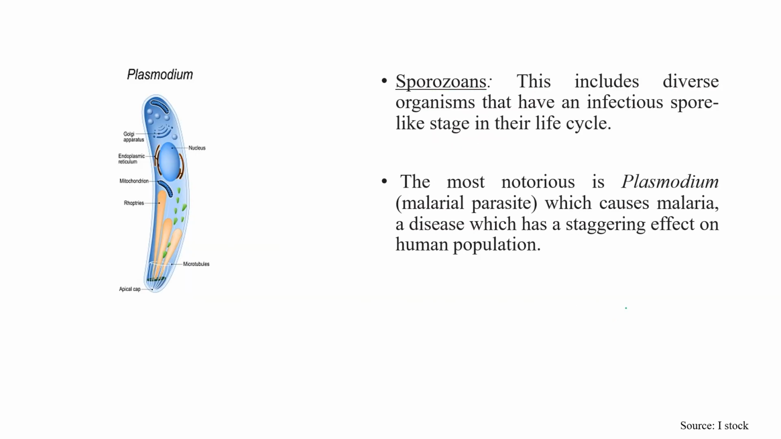Okay. Next is sporozoans. This is an example of sporozoan, Plasmodium. Different types of Plasmodium are there: Plasmodium falciparum, Plasmodium vivax. This is the main causative agent of malaria, right? So the parasite of malaria is a protozoan, and what kind of protozoan? Sporozoan category. This includes diverse organisms that have an infectious spore-like structure in their life cycle, and the most notorious is Plasmodium vivax, which is very well known for malaria. It is a disease which has a staggering effect on the human population as well. So this is the example of the sporozoan category of protozoa.